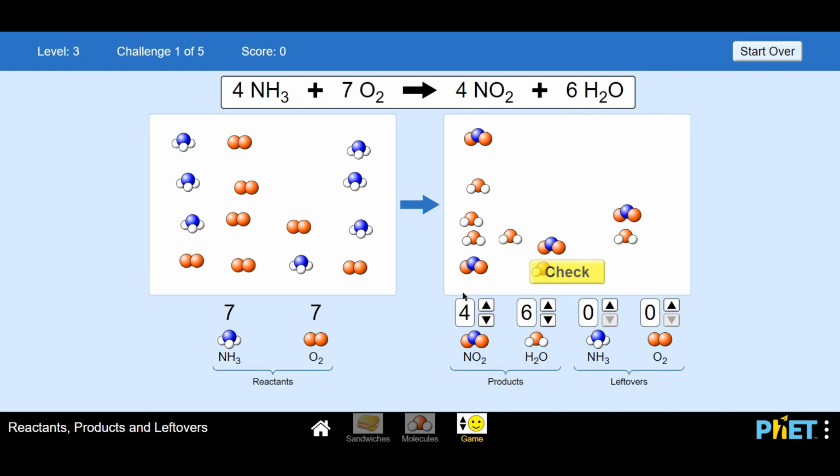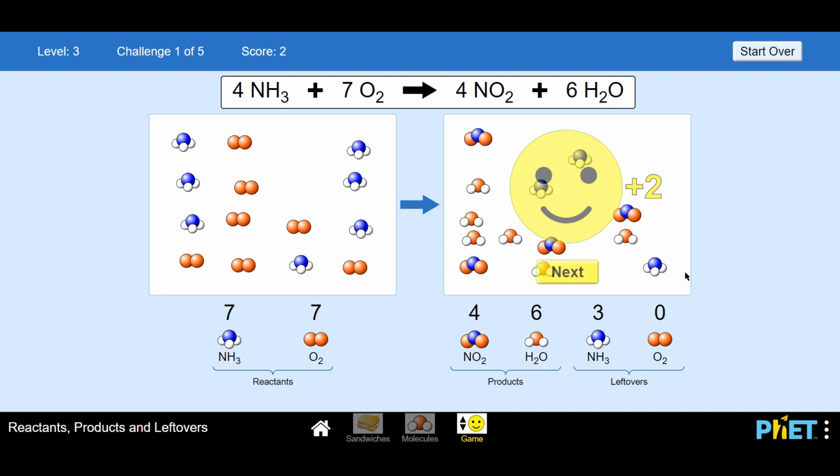By adding 4 and 6 on the right-hand side, I've used up everything on the left except 3 of these ammonia molecules. Apparently, in this reaction, I can't just use the ammonia molecules to make anything. So those 3 ammonia molecules should be left over, and I've added 3 to the right-hand side as leftover. They never reacted. So I'm going to check my answer again, and apparently I've got it right.